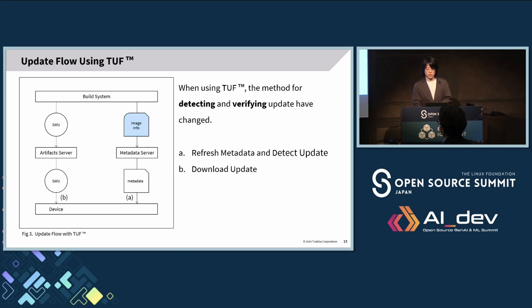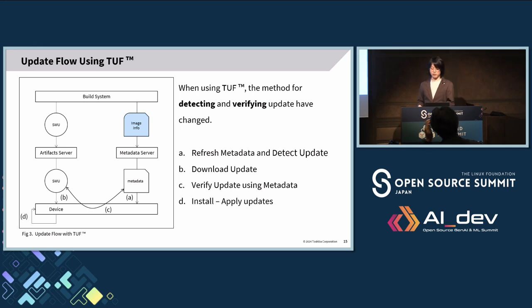First, the device refreshes the metadata and checks for available updates using the metadata. This is the detection process. Once an update is detected, the device downloads it from the artifact server. Next, the system uses the metadata to verify the SWU file. And finally, the update is installed and applied to the system. This is the whole architecture when using TUF.